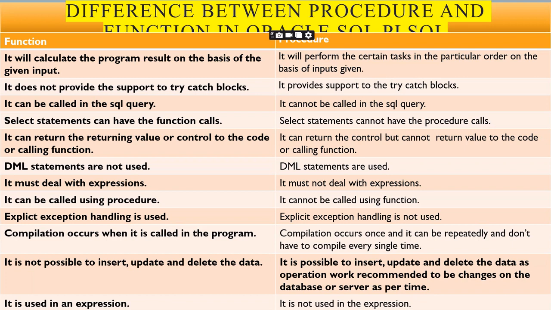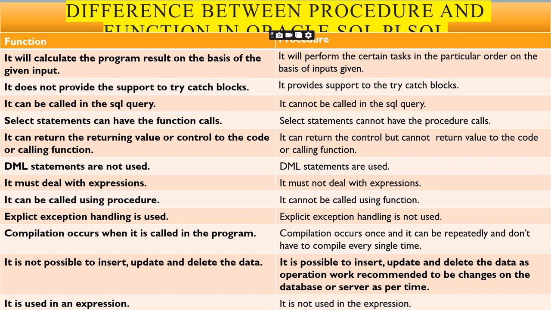In a function, explicit exception handling is used. In a procedure, explicit exception handling is not used. Function compilation occurs when it is called in the program. For a procedure, the compilation work occurs once, and it can be called repeatedly; you do not have to compile every single time. In a function, it is not possible to insert, update, and delete data. But in a procedure, it is possible to insert, update, and delete data as operational work or changes on the database or server as per business requirements.